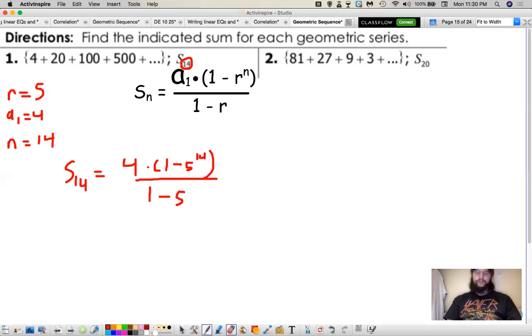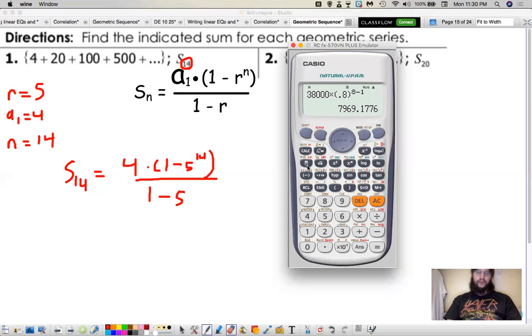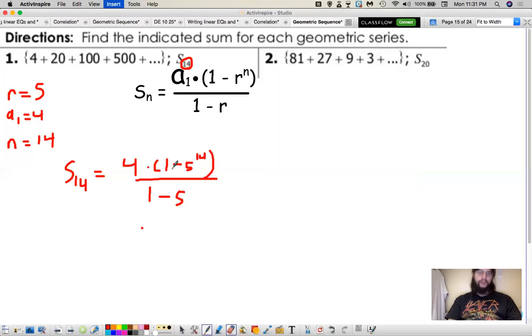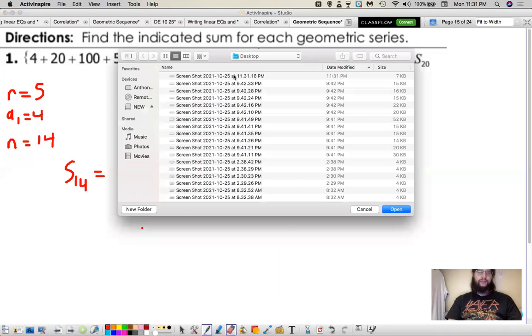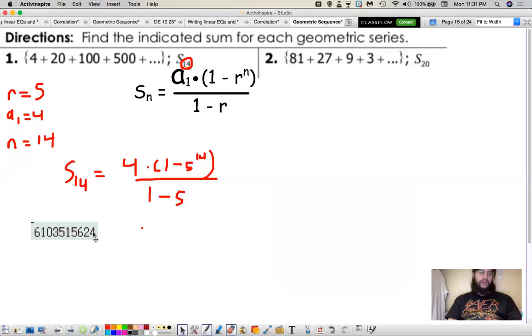Type it in the calculator and let's go. 4 times 1 minus 5 raised to the 14th, and 1 minus 5 on the bottom. Holy monkey. Okay, that is our answer. Now I'm going to try and copy that. I'm just going to paste it. Screenshot it. And there we go. That's S of 14.